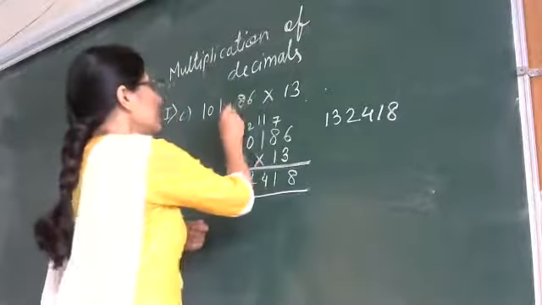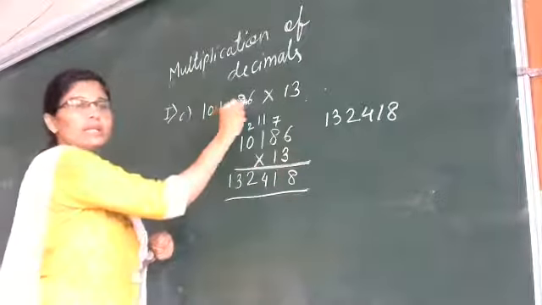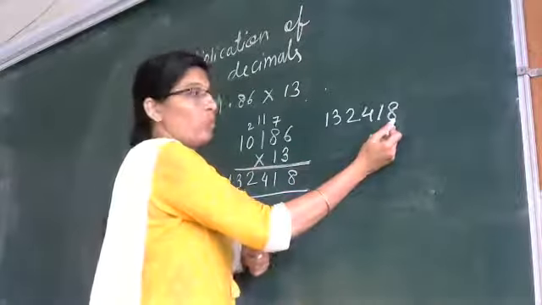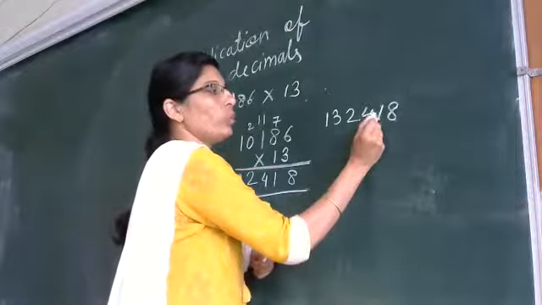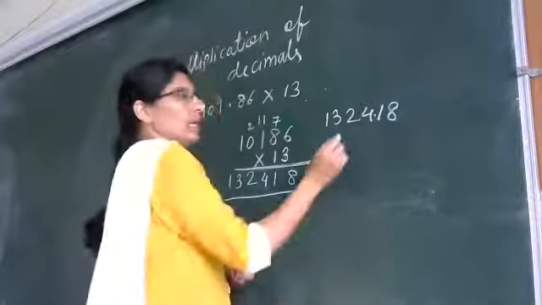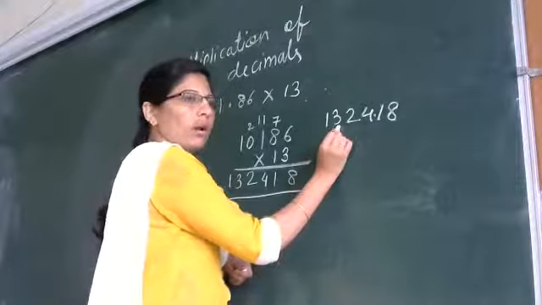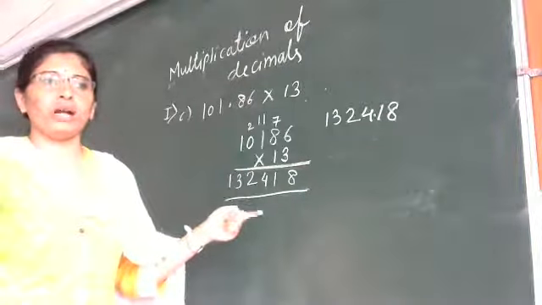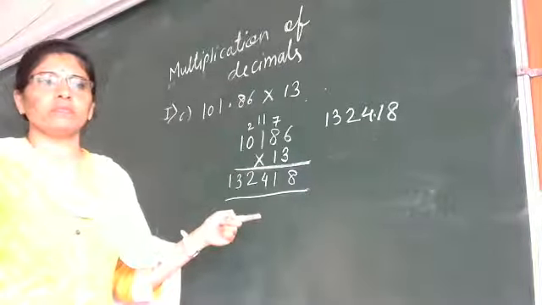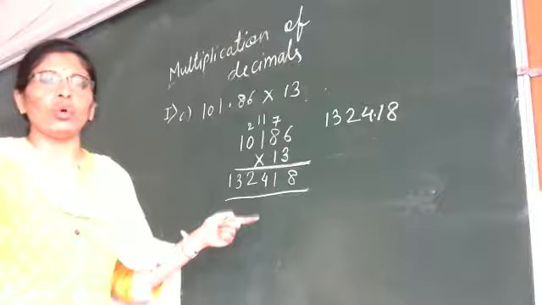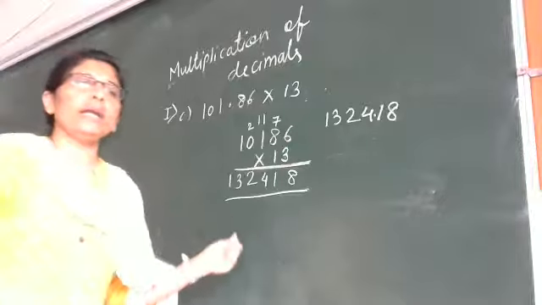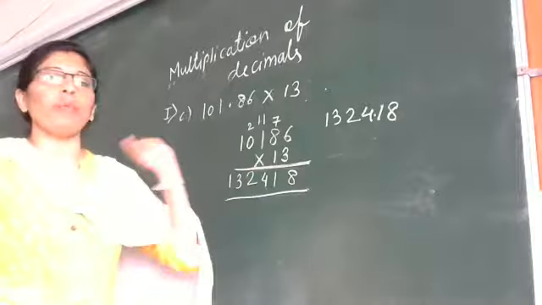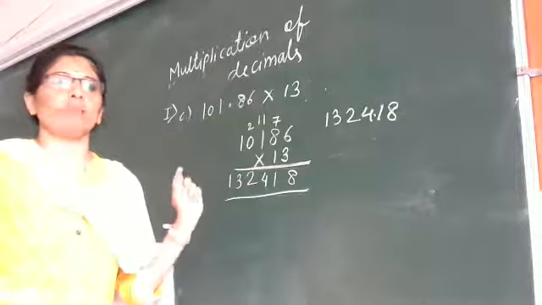Okay. Here we can see after the decimal 2 digits are there. So from here we have to count 2 digits, 1, 2, and we have to put a decimal point. So the answer is 1324.18. Understood? Yes, ma'am. All understood how to do? Only the same multiplication is there. Only putting the decimal point is important.